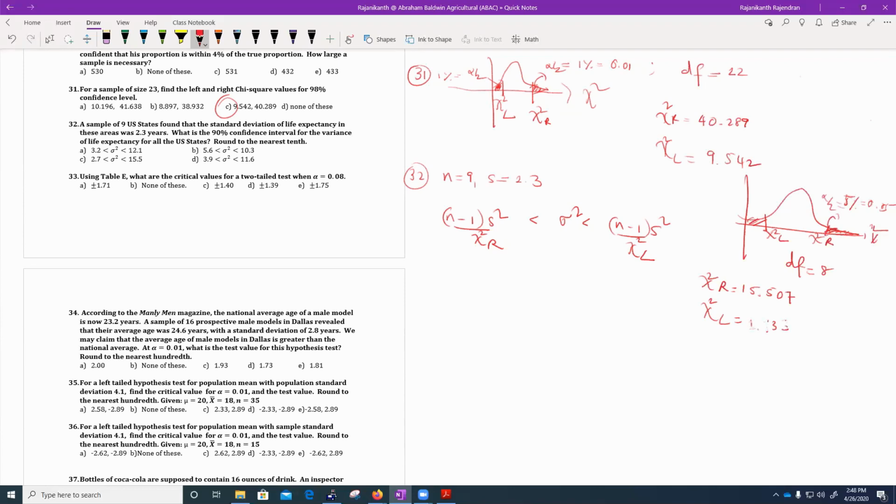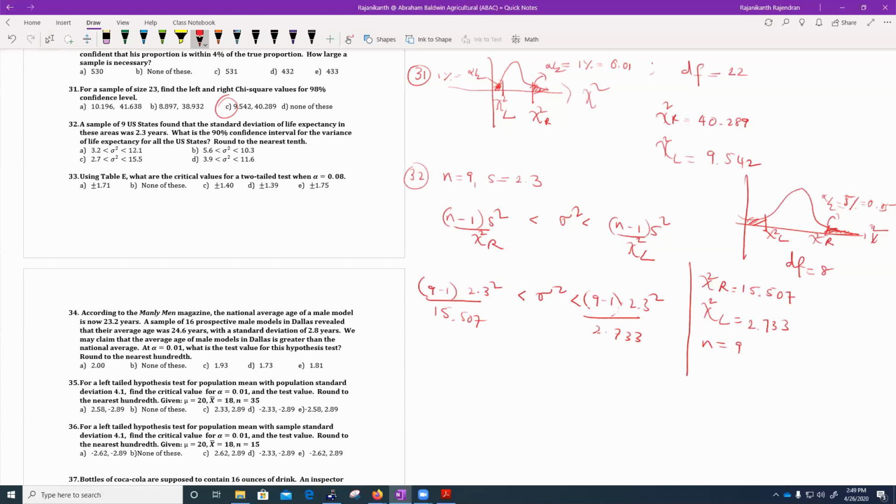Okay, so now plugging all the values, now you know everything, right? So little n is the sample size 9, so plugging all the values in here and find the sigma squared. So 9 minus 1, and s is 2.3, so 2.3 squared over chi-square right, which is 15.507. And on this side, 9 minus 1 times 2.3 squared over chi-square left, which is now 2.733.